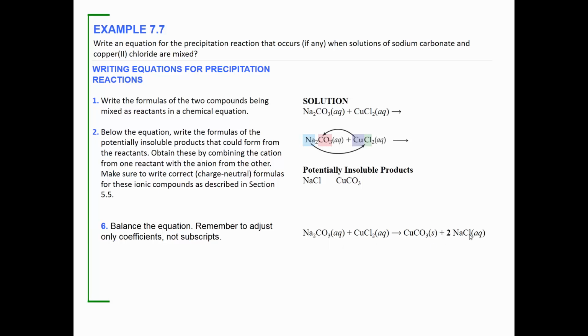You might notice we've identified solid and aqueous over here. Not important that you understand how to do that right now, so that's not the issue. The issue is, can you balance the overall equation, and can you decide what the products are going to be? Okay, let's look at another example.